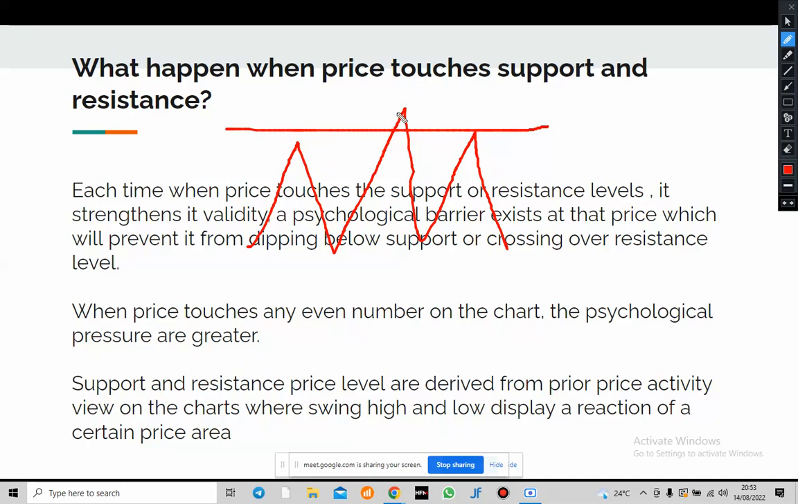The level is valid because even the highest swing high here is displaying a reaction at a certain price area. If I were to draw my resistance area, I will include this, and this, and then this. From here to here is my resistance area. If the price is about to reach that area or is reversing to that area, then I'll be looking for a sell opportunity.